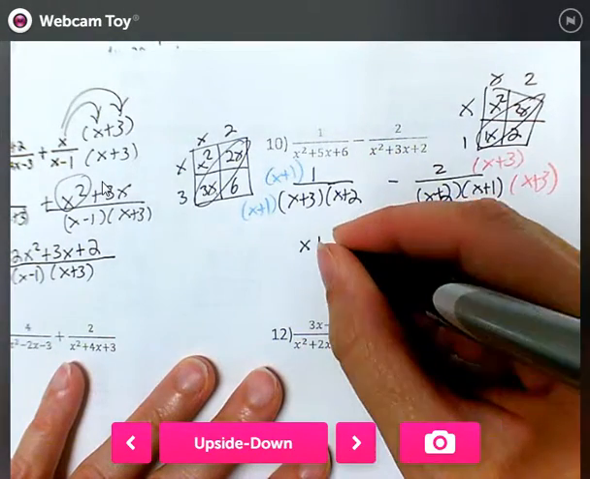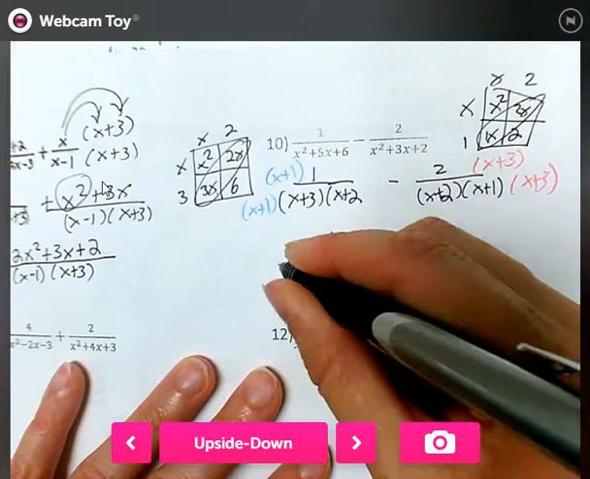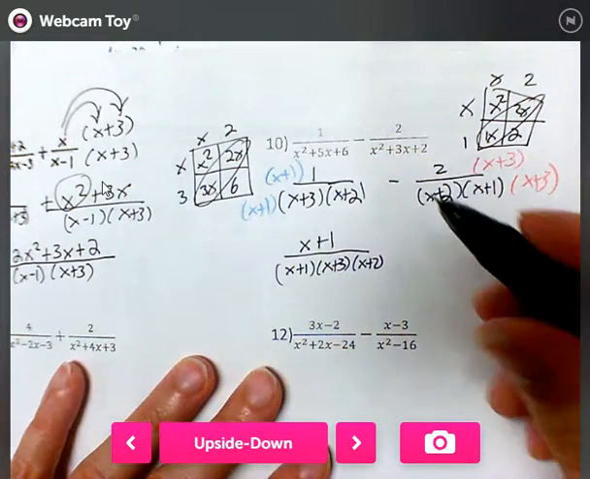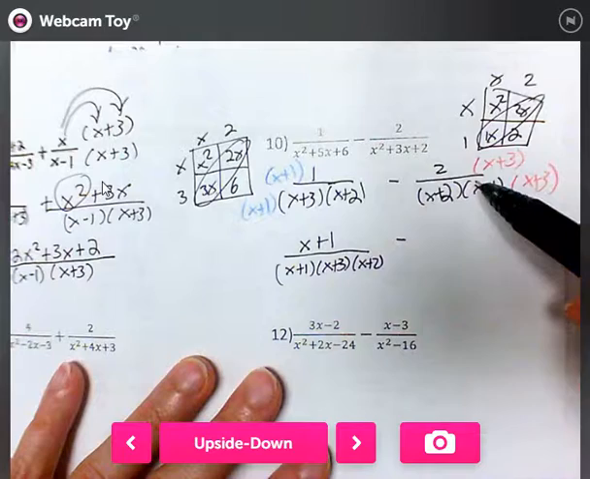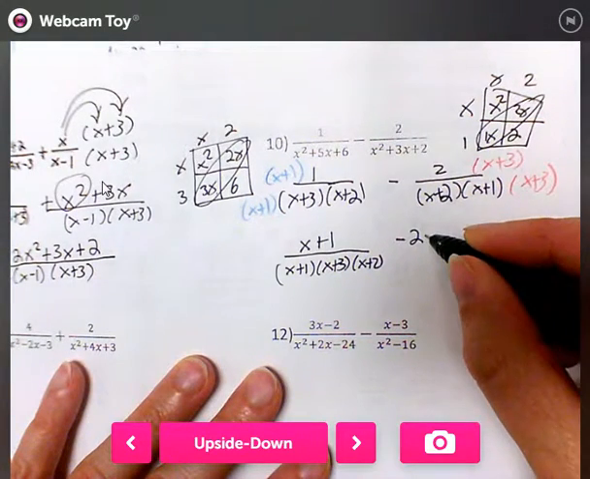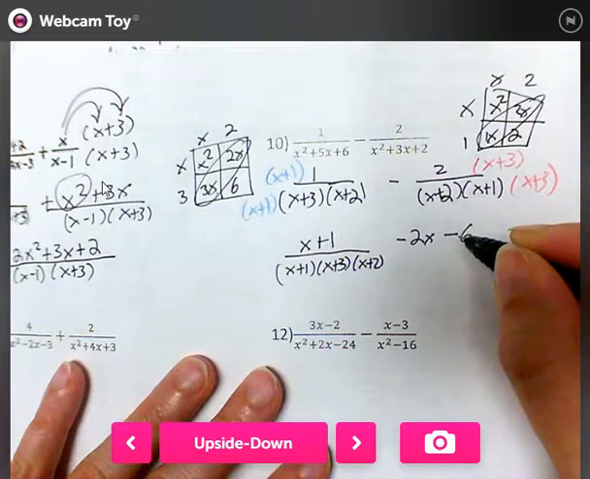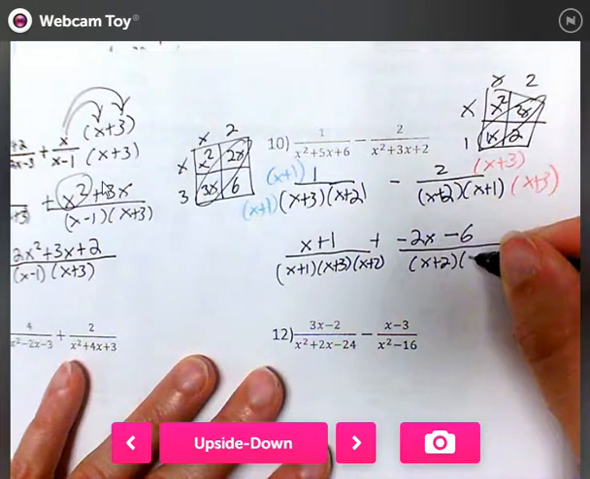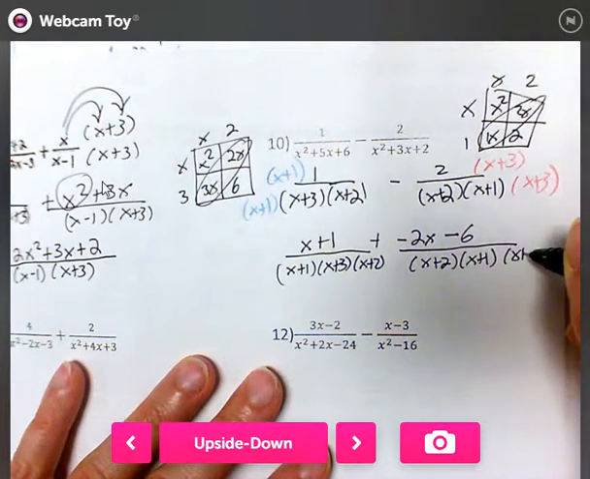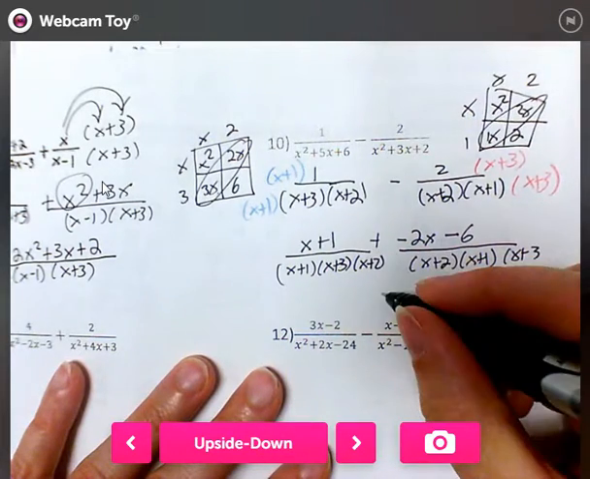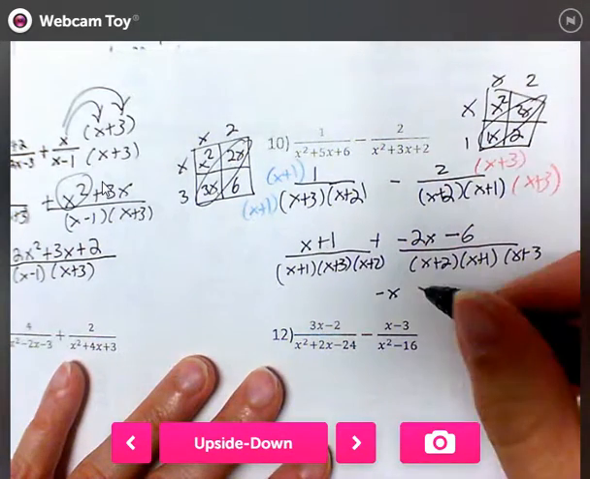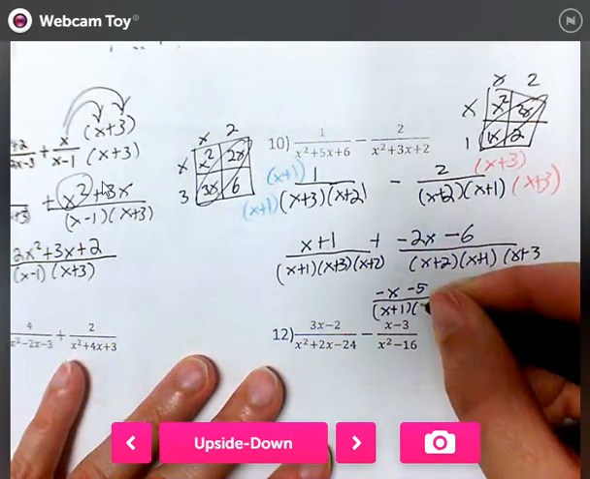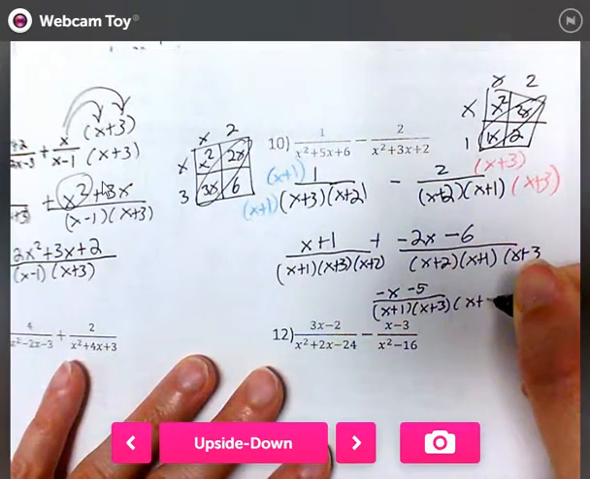So I'm going to end up with x plus 1 over x plus 1 times x plus 3 times x plus 2 minus, and I'm going to distribute the negative as I go. So I get negative 2x minus 6. And then I'm going to change this to a plus sign so I don't forget where my negatives go. Over x plus 2 times x plus 1 times x plus 3. All right. x minus 2x is negative x. 1 minus 6 is negative 5. Over x plus 1 times x plus 3 times x plus 2.